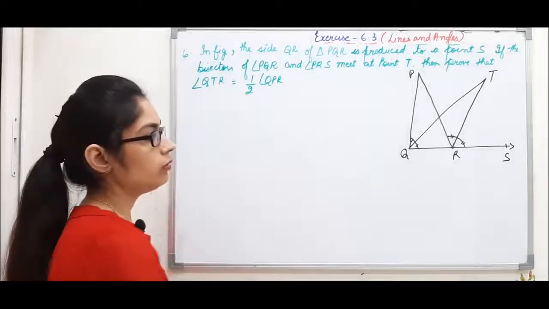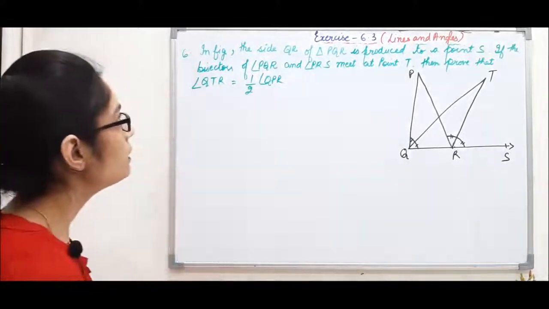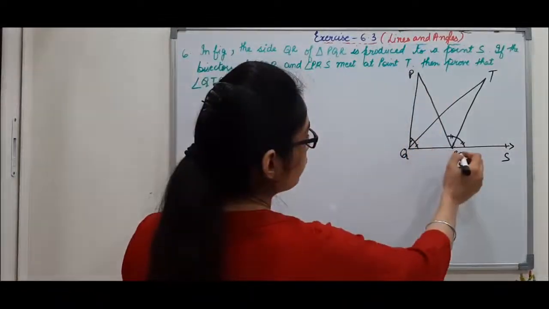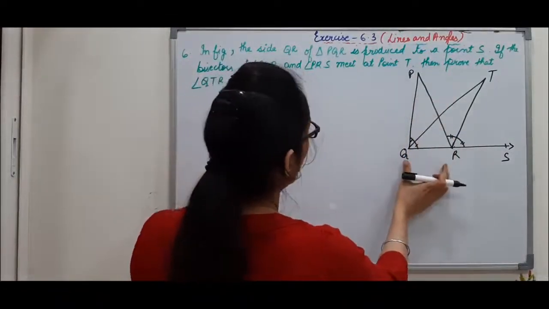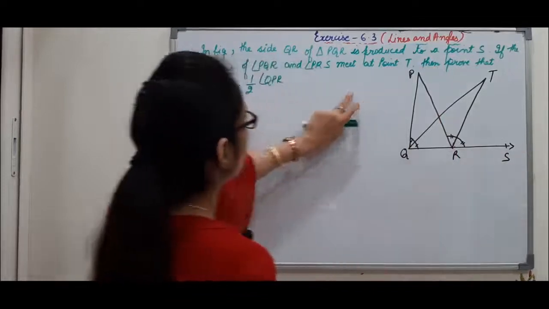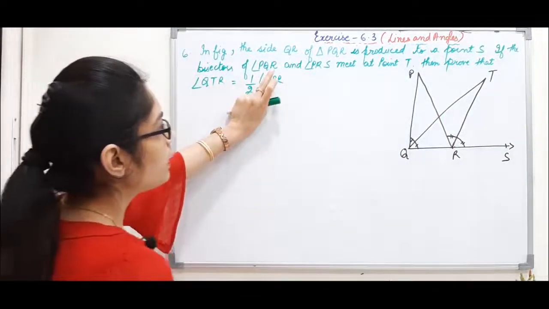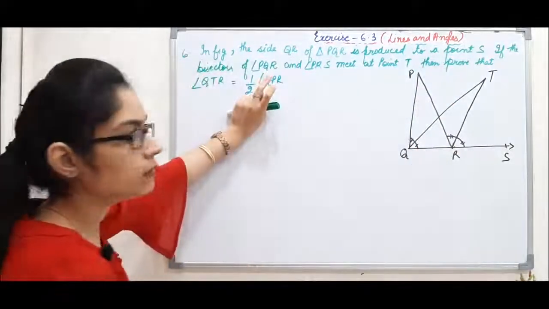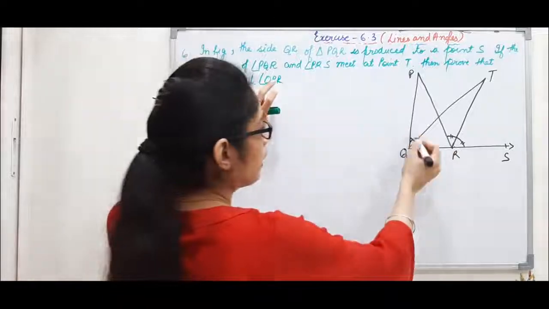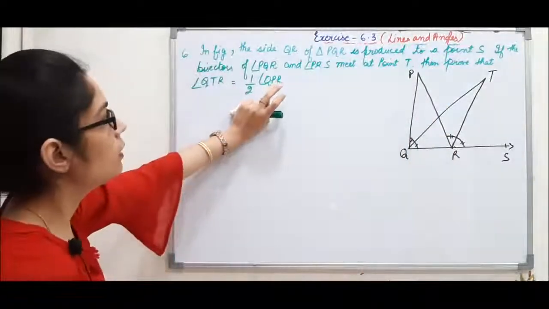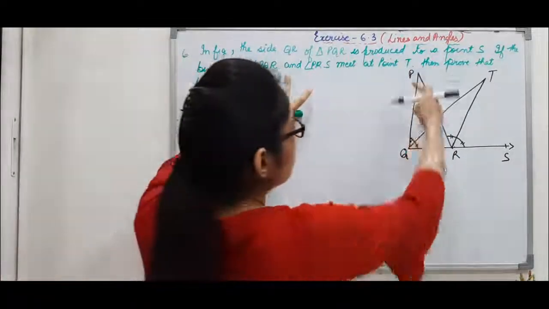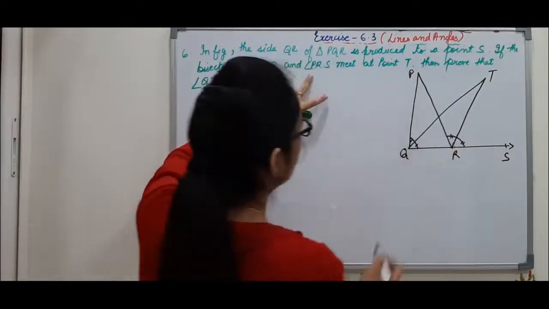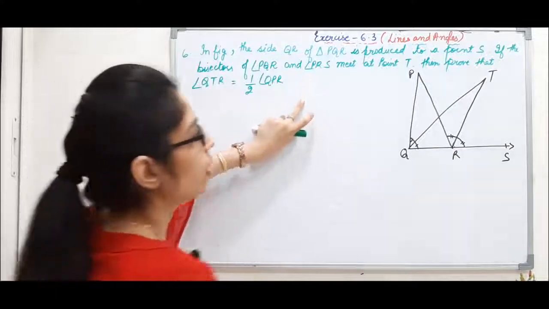In this question, this figure is given to us and it's mentioned the side QR of triangle PQR. This is triangle PQR and its side QR is produced to point S. If the bisectors of PQR, this angle, its bisector. Bisector means the line which is dividing this angle PQR into two equal parts. So the bisector of PQR, this angle, and PRS, this angle, their bisectors are meeting at point T.